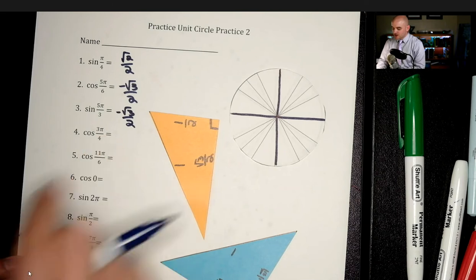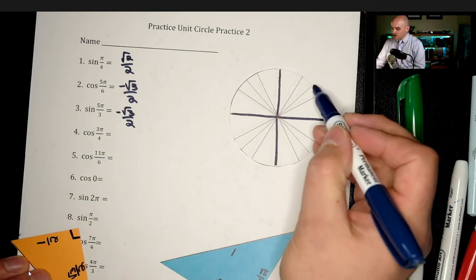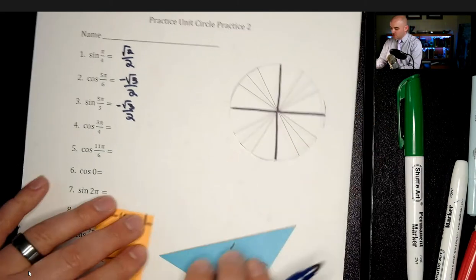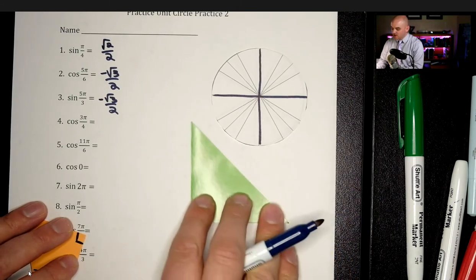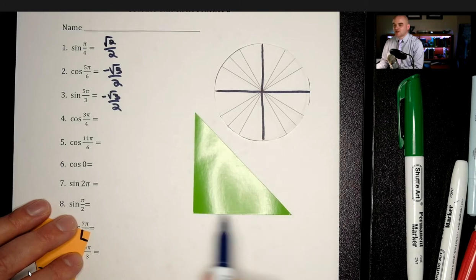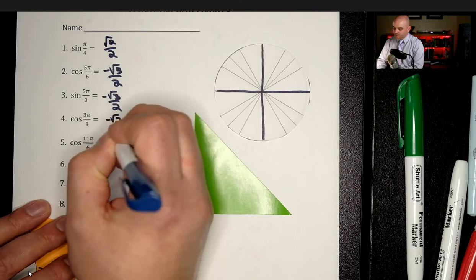The cosine of 3 pi over 4. Well, here's 1 pi over 4, 2 pi over 4, and then 3 pi over 4. We're talking about this blue triangle right here because it's a 45, 45, 90. It's oriented like that, and we're talking about the x value because we're saying cosine. So it's going to be negative root 2 over 2.